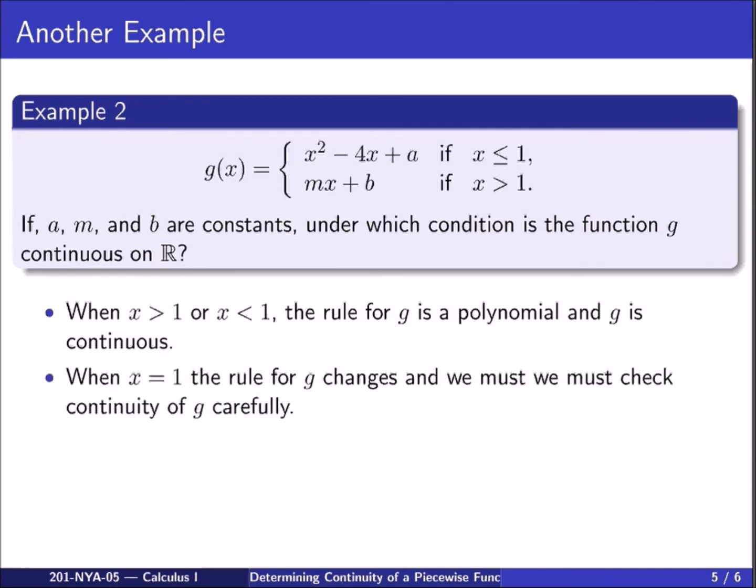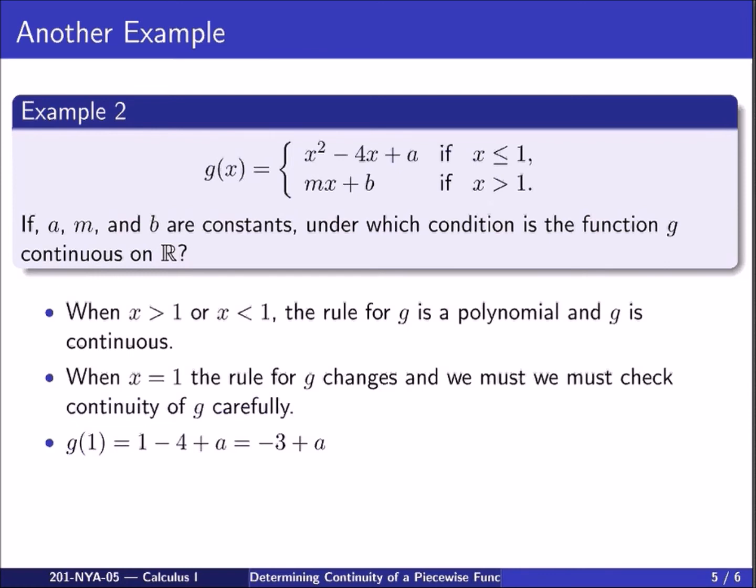So remember, we need to investigate the limit of g of x as x approaches 1, and it will be continuous if that limit is equal to g of 1. So first of all, let's look at what g of 1 is. So the rule in that case is x squared minus 4x plus a when x is equal to 1. So that means that g of 1 is 1 minus 4 plus a, which is equal to minus 3 plus a.